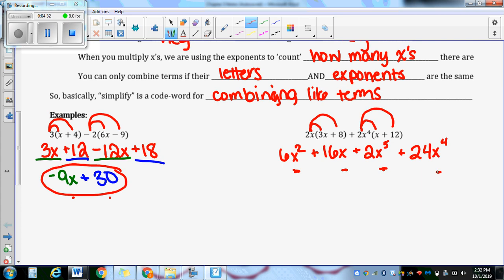He has 4 x's, so it cannot combine with anything. There is nothing to put together. So the last thing then is to put these in order, from the most number of x's to the least number of x's. And I'm counting exponents here.